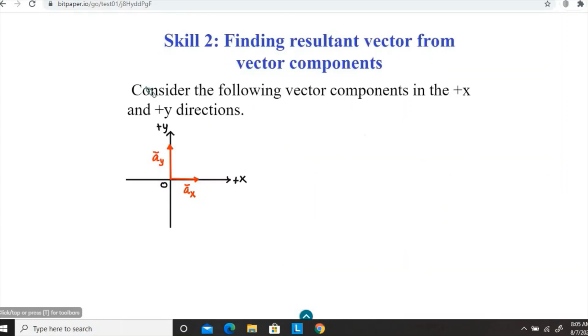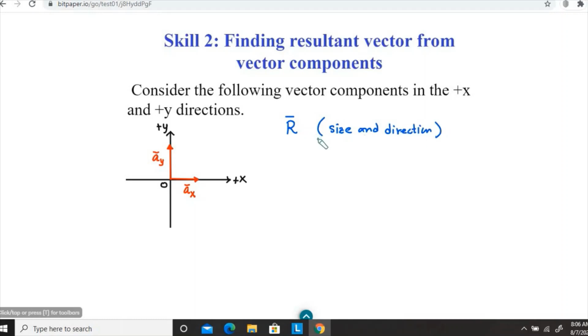Now let's talk about skill number 2, finding resultant vector from perpendicular vector components. Resultant vector is usually denoted by the letter R, and it represents a single vector that can describe two or more vectors. That's what is meant by a resultant vector. So when you are asked to determine the resultant vector or any other vector, you need to find two things. First one, find the magnitude, or what we call the size of the vector, and the second one, direction of that vector.